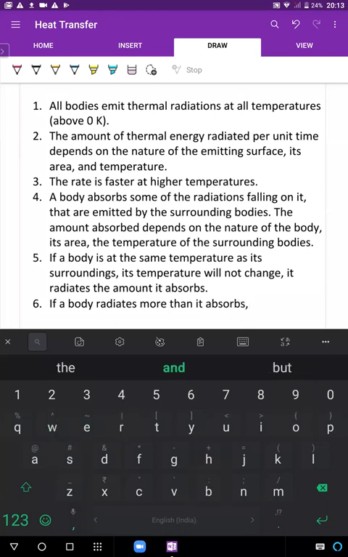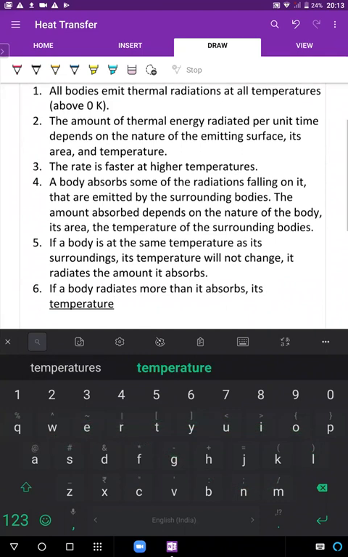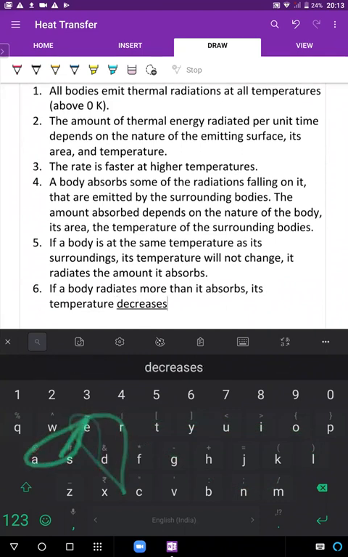If a body radiates more than it absorbs, its temperature will decrease. It's radiating, meaning throwing out. So if it radiates more than it absorbs, its temperature falls or decreases. When will this happen? When will it radiate more than it absorbs?